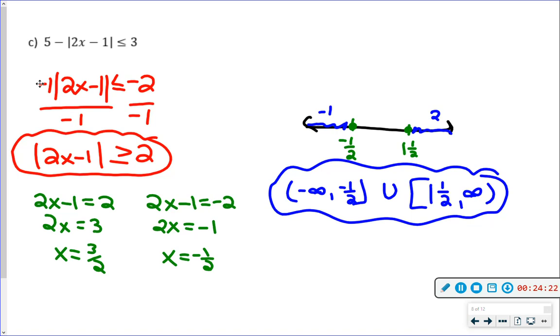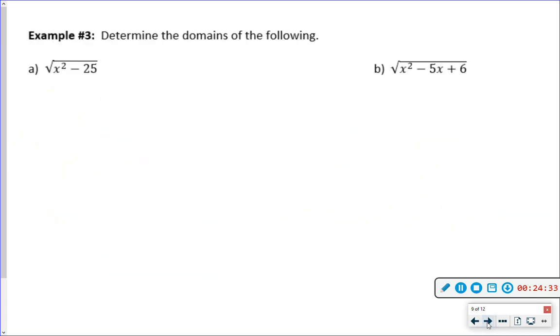And again, I don't expect you on these absolute values to do all the testing. You can read the graph from the symbol. It's greater than, it's an or; less than is an and. Just FYI. All right, last couple things we have. Determine domains of the following, and then we're going to do a couple easy word problems.